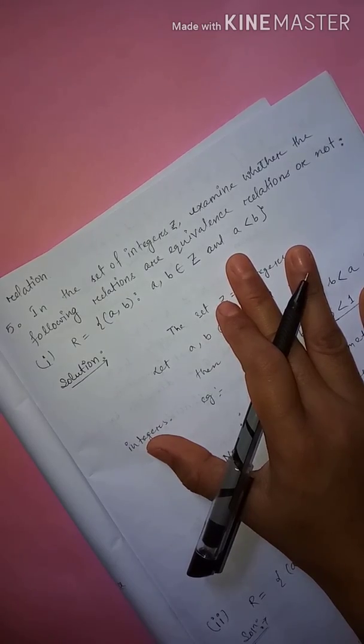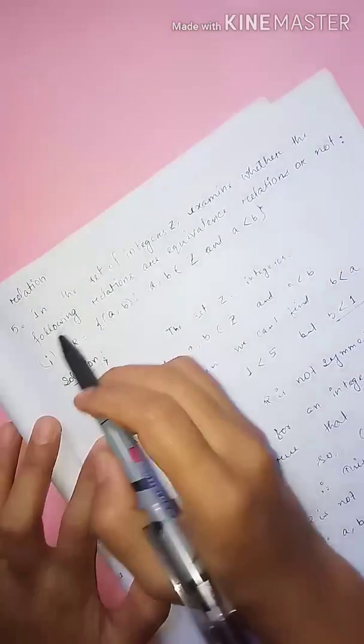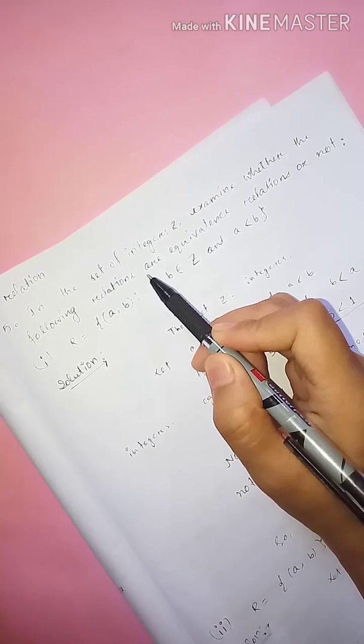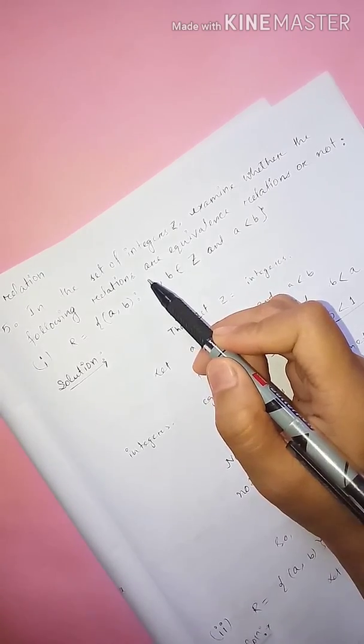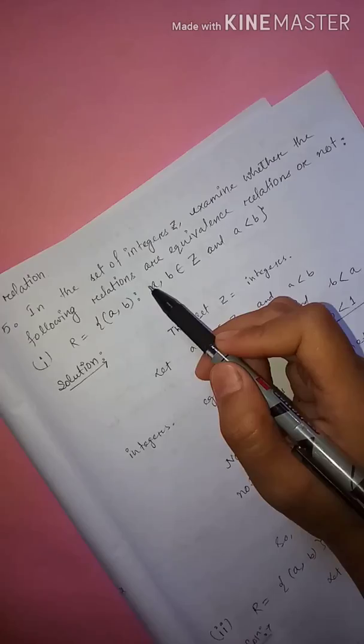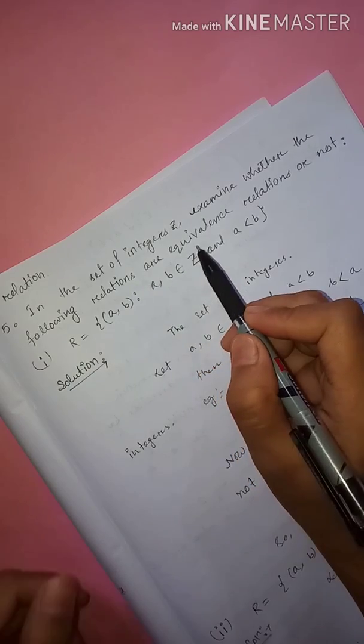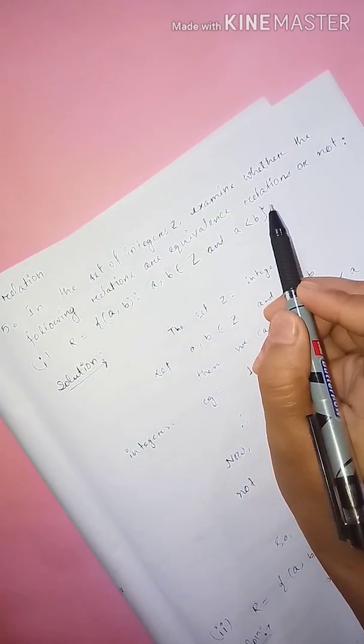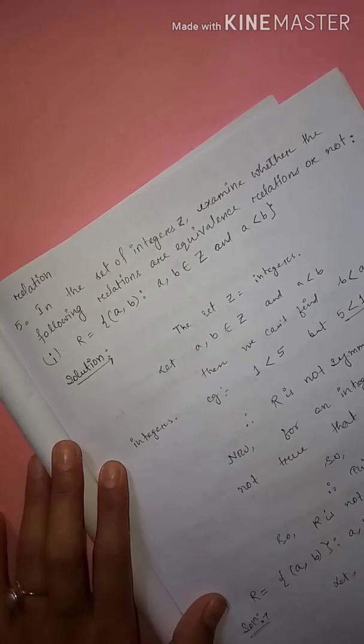Now the next question, number 5. In the set of integers Z, examine whether the following relations are equivalence relations or not. Number 1, R equal to the ordered pair (a, b) such that a, b belongs to integers and a less than b. We have to check whether this relation is an equivalence relation or not.